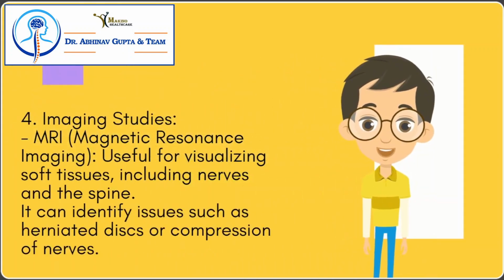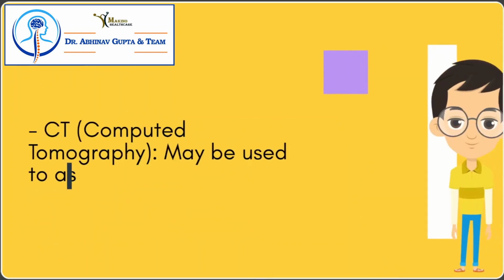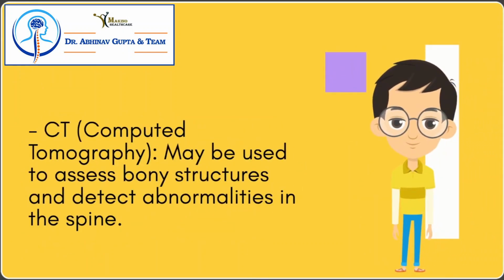4. Imaging studies. MRI, magnetic resonance imaging, useful for visualizing soft tissues, including nerves and the spine. It can identify issues such as herniated discs or compression of nerves. CT, computed tomography, may be used to assess bony structures and detect abnormalities in the spine.